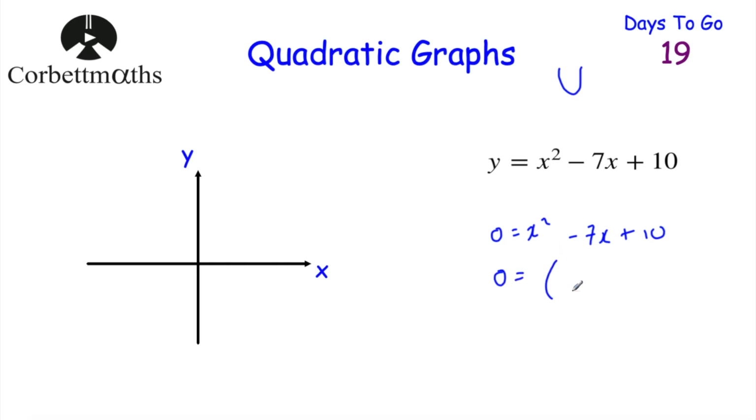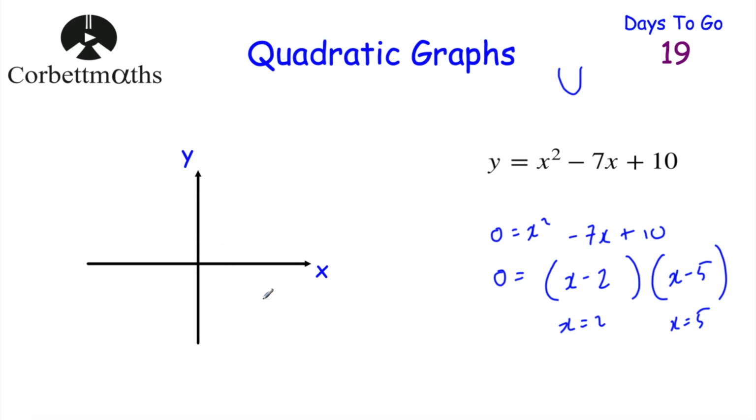So if I was to solve this, I would try to factorize it to begin with, and we want two numbers that would multiply together to be 10 and add together to be minus 7. So I'm thinking minus 2 and minus 5, because minus 2 times minus 5 is 10, and minus 2 plus minus 5 is equal to minus 7. So we've got x equals 2 and x equals 5. So they're the two values where the graph crosses the x-axis.